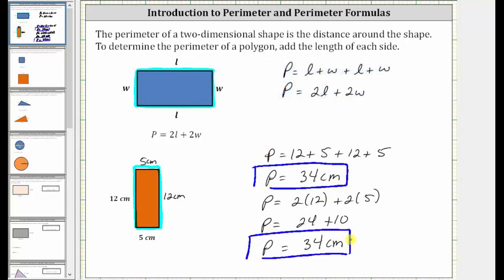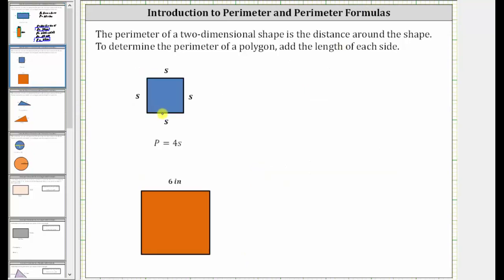And now let's consider a square, where we know the lengths of the four sides are all the same. So if we label the length of one side S, the remaining sides also have length S. If we walk around the square, the perimeter P is equal to S plus S plus S plus S, and S plus S plus S plus S is equal to 4S, giving us the perimeter formula P equals 4S.